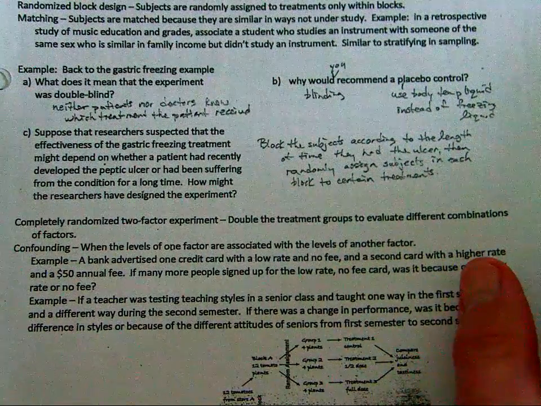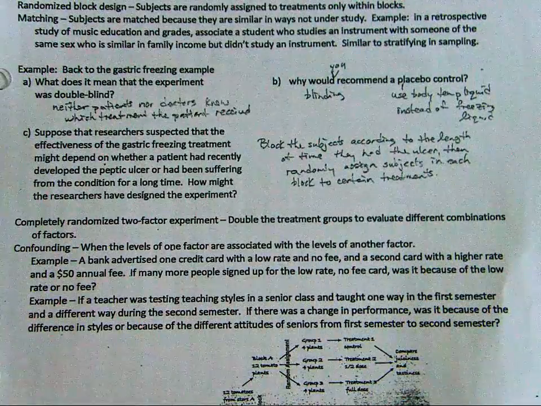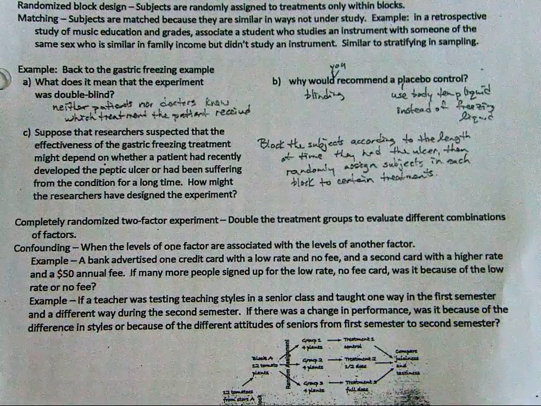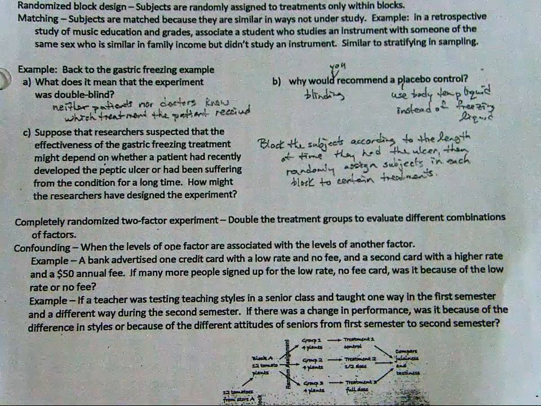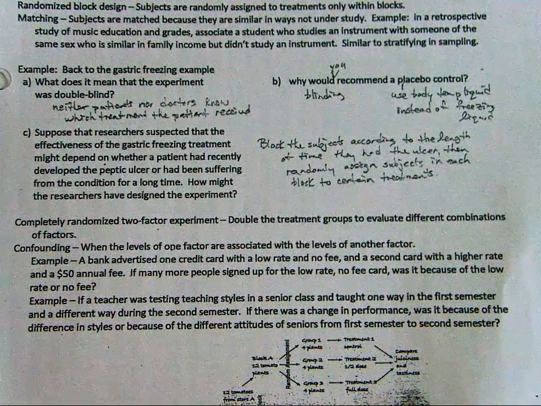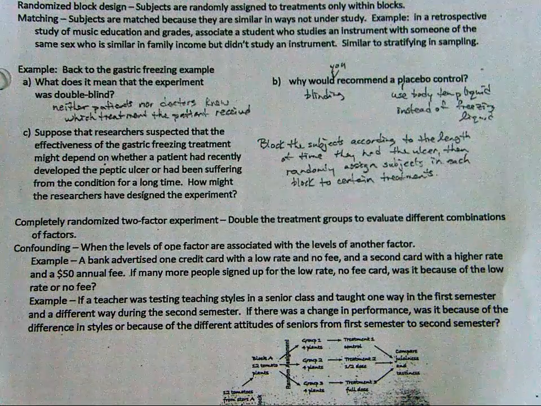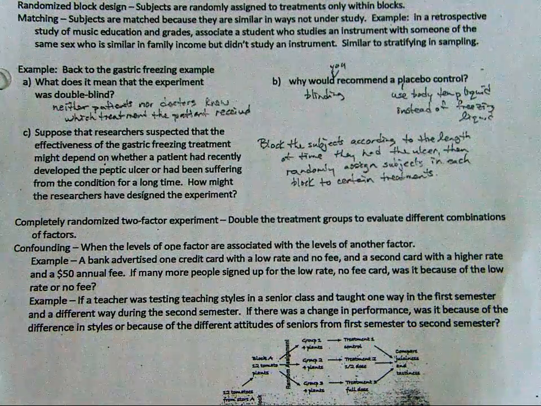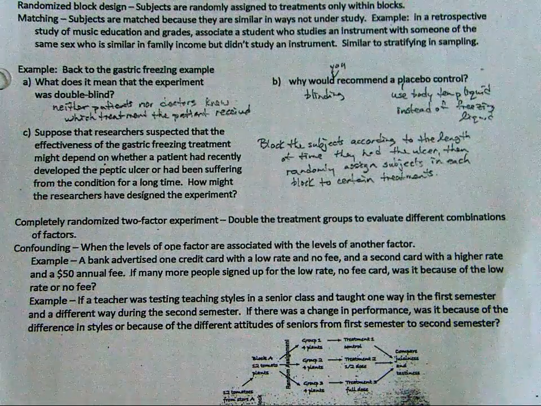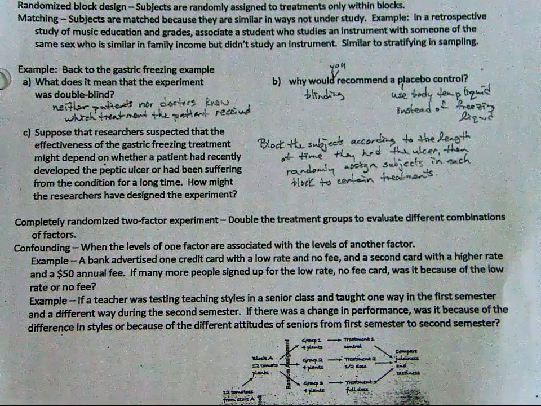Some other examples. Here again, back to the gastric freezing. What does it mean that it was double blinded? Well, that means the patients didn't know whether they got the gastric freezing or a different one, and the people evaluating didn't know which one got the gastric freezing. Here for part B, why would you recommend a placebo control? Well, because of blinding. Even if you pumped fluid into them, they would probably know when they got the fluid pumped in, but maybe you didn't use freezing liquid. Maybe you used something warmer, so they may not know which one they got.